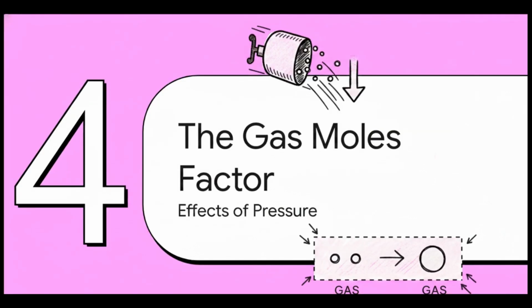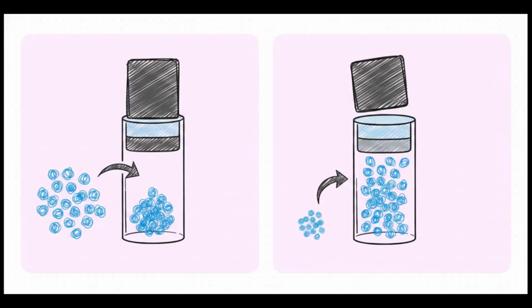Section 4. The gas moles factor. Okay, let's talk about how pressure messes with these delicate balancing acts. And again, remember, this only plays a role in gaseous equilibria. The rule for pressure is wonderfully straightforward. It's entirely a counting game. You just count the moles of gas on each side of the equation.